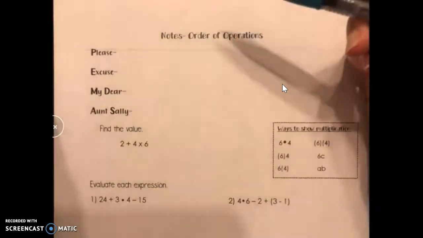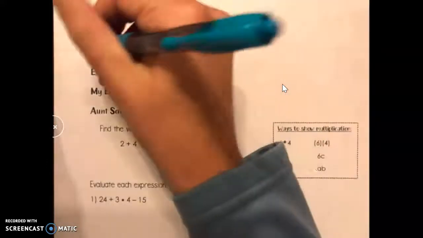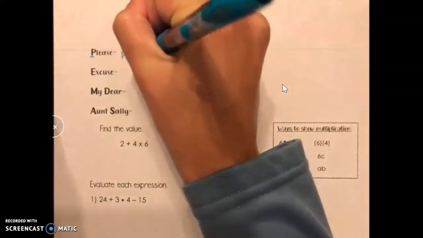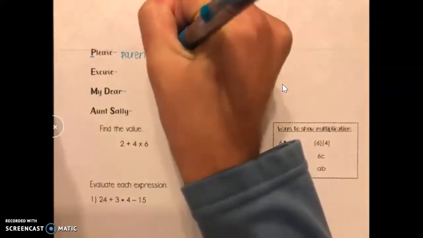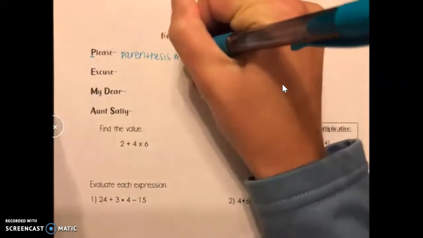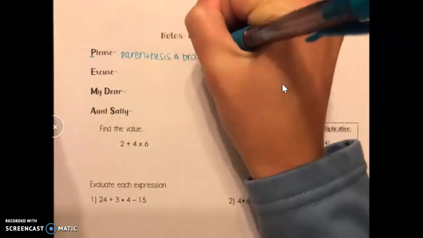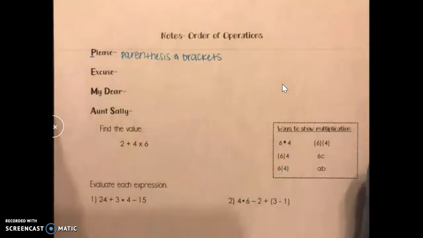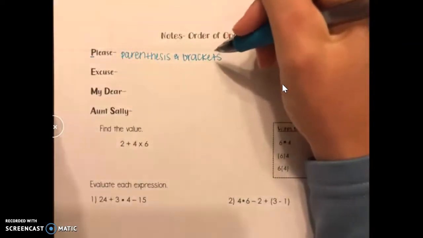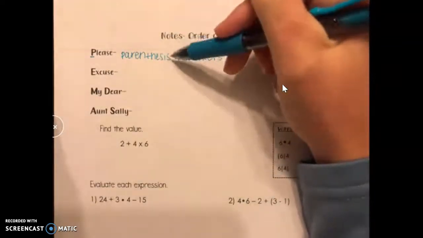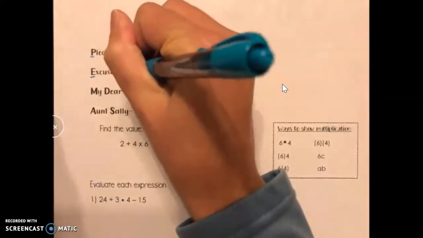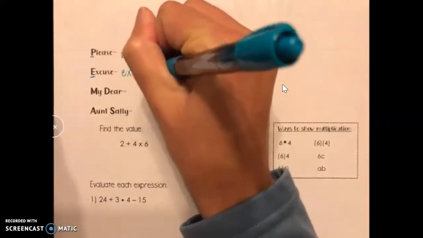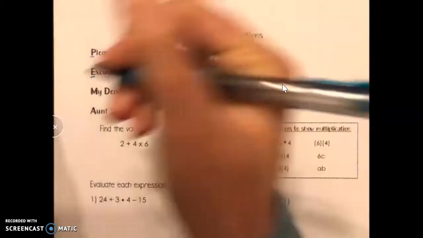Okay, so let's take a little step back and remember what this stands for. So the P, for please, that is parentheses, and also brackets. So we're also going to include brackets in this. You guys will start to see this as we dig a little deeper into our units, but brackets are always a part of this. So anything that's like the separation, so parentheses. The next one would be excuse, and that's going to be exponents. And we just learned how to use exponents, so now we're going to get to apply our knowledge here.